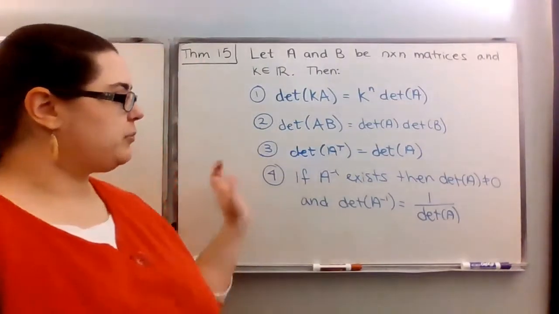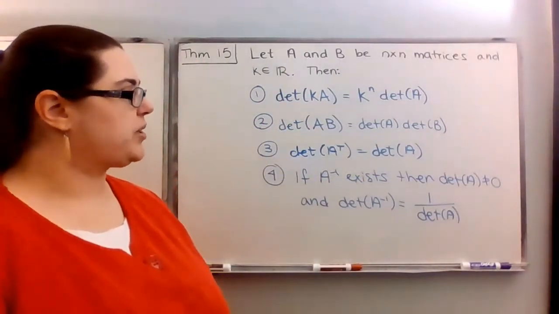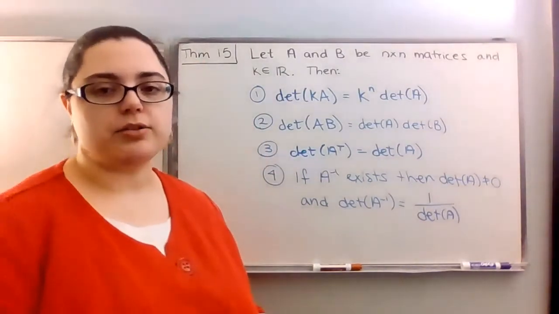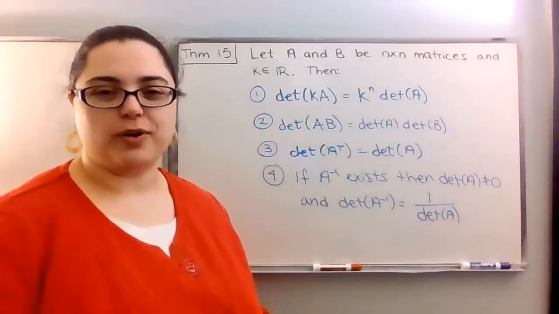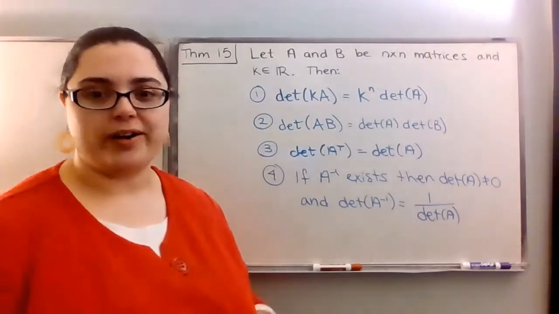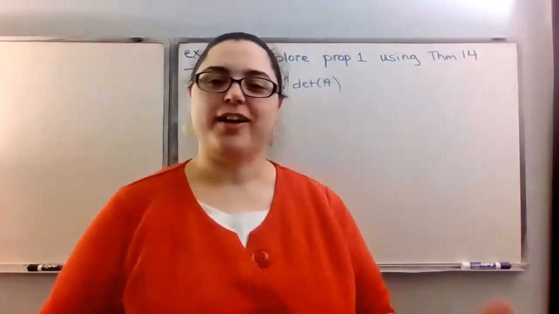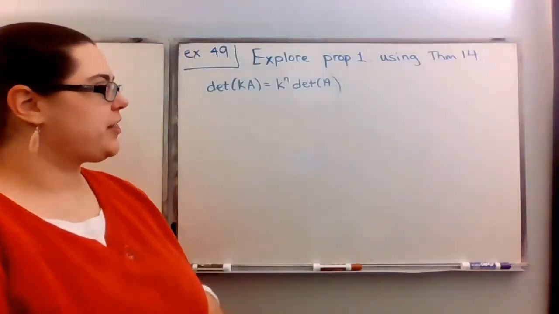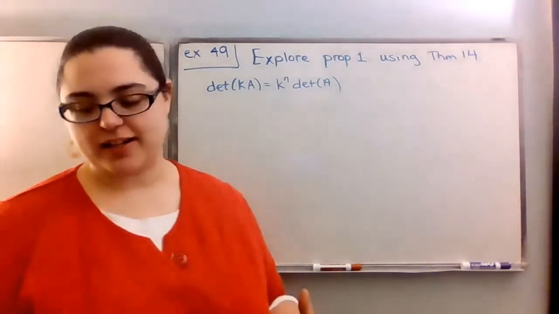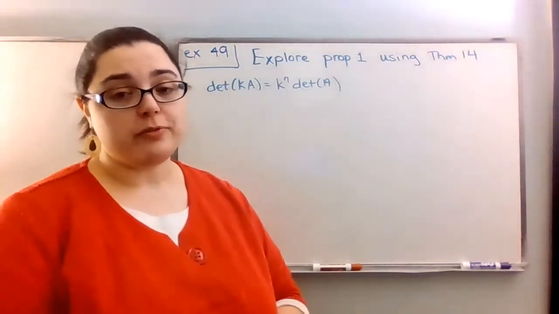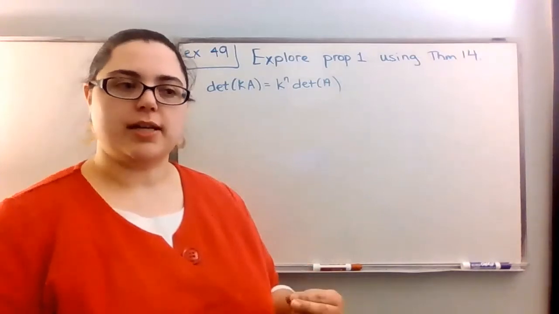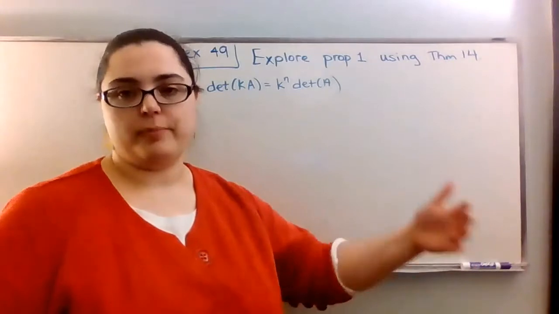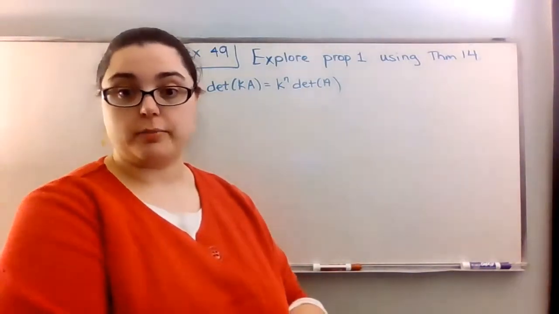So we're going to do some examples of these 4 properties here, but I want to talk a little bit about property 1 first, because it kind of links back to some of the theorems we looked at before. So let's investigate number 1 to begin with. Okay, so for example 49, we are going to explore property 1 using theorem 14 as sort of our context to help us with this. Now, theorem 14 was the theorem that said what happens when we do row operations on a matrix, what impact that has on the determinant.